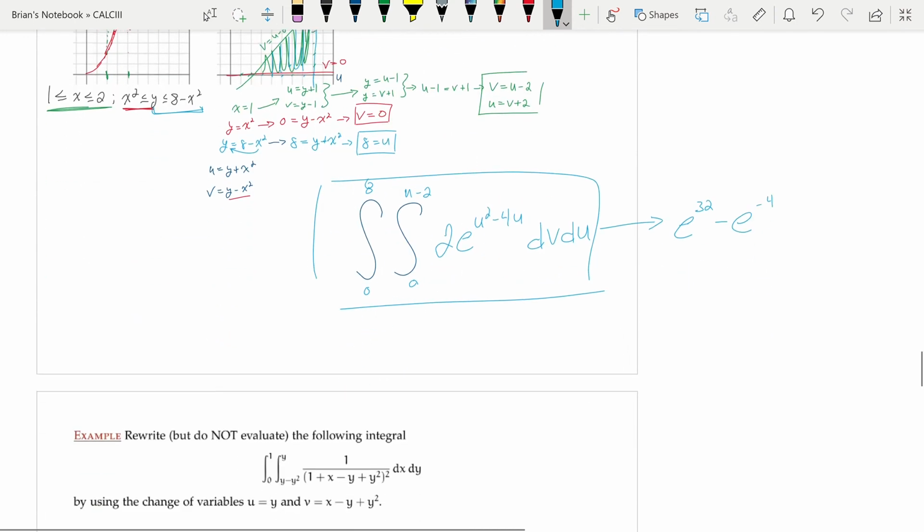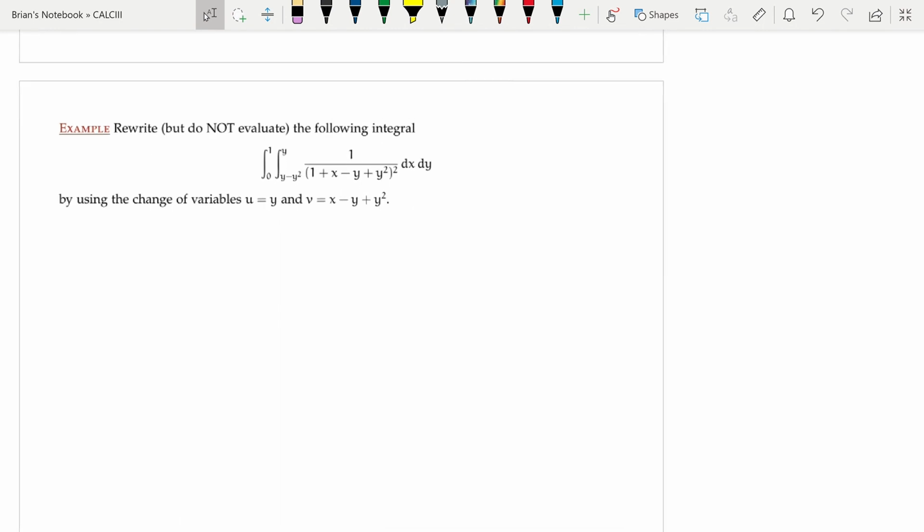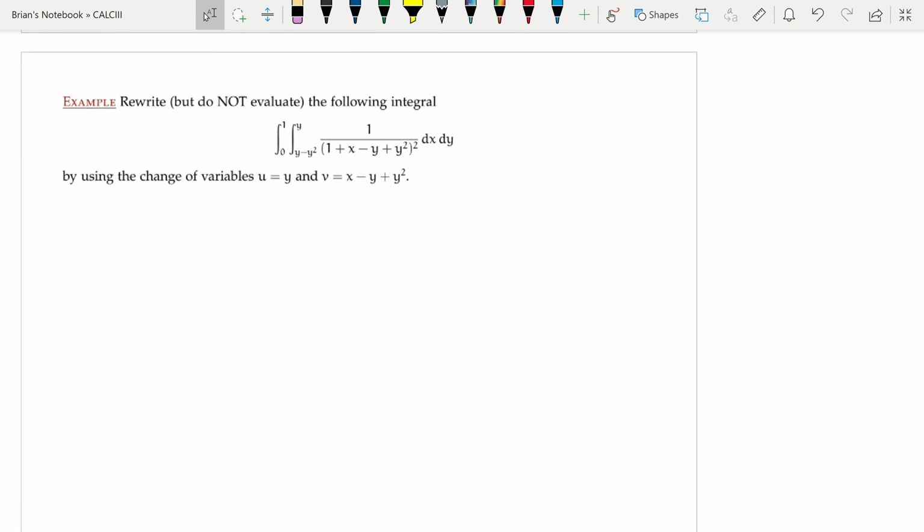All right, cool. Let's look at the next one. Rewrite, do not evaluate the following integral. Ooh, this one's kind of fun. By using the change of variables right there. So you can obviously see the function is going to change pretty quickly. I didn't give you guys the steps. So remember that Jacobian, and then function, and then boundaries. Let's do the Jacobian together, and then we'll move on.